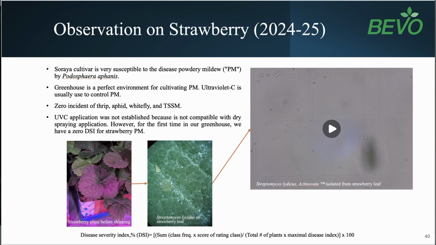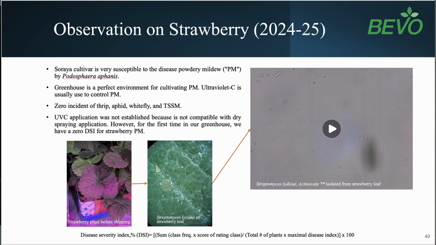A greenhouse is the perfect environment for cultivating powdery mildew. Ultraviolet C is usually used to control the pests. This year, we have 0 incidents of thrips, aphids, and whitefly, and 2 spotted spider mite on the strawberry. And UVC application was not established, because imagine I am dry spraying all this product onto the crop. Should I use UVC? Rationally speaking, no.